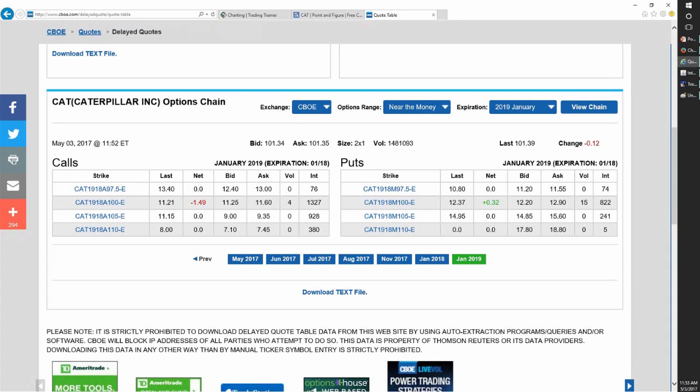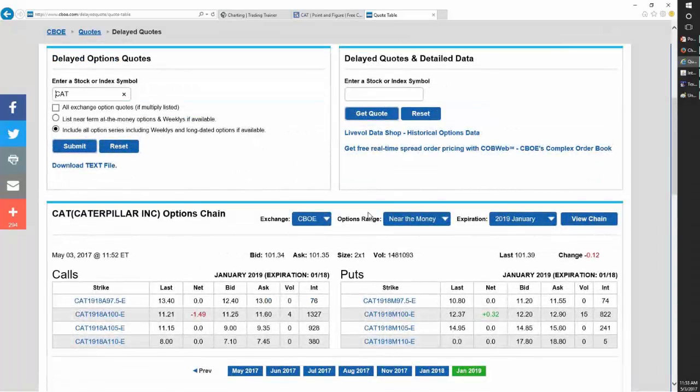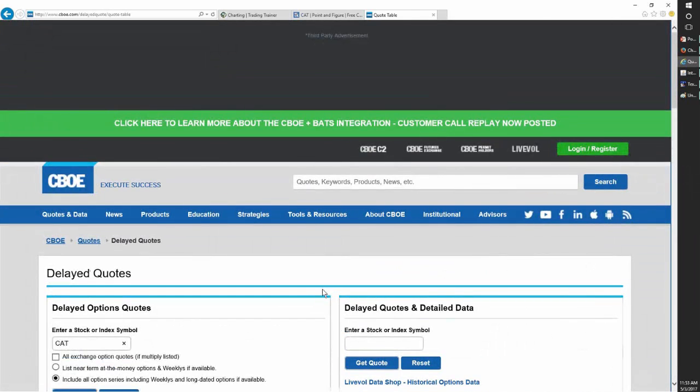So I go as far out as I can, and then I need to go deep enough in the money. I see my time is starting to tick down here, and I want to give you enough time to ask me some questions. So let's look at the 2019. The CBOE likes to default to showing me just a few options, and I want to see them all because I want to go deep in the money here.